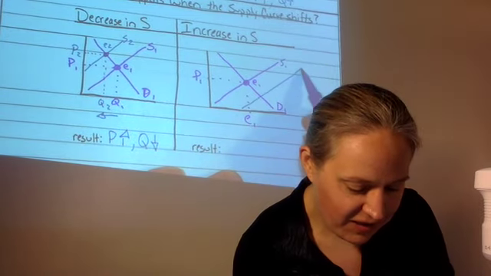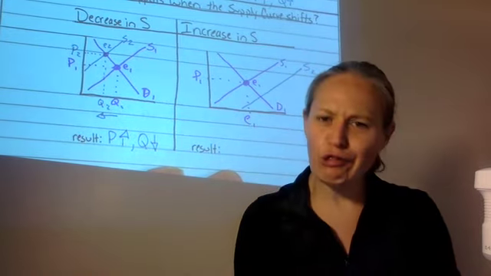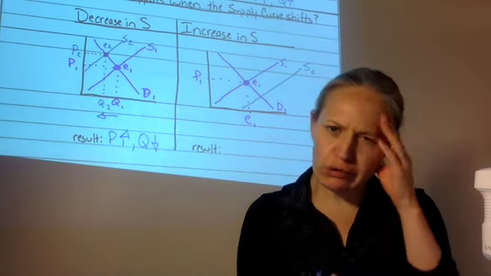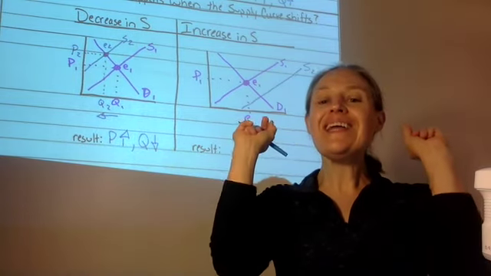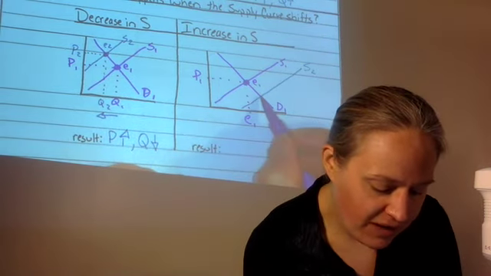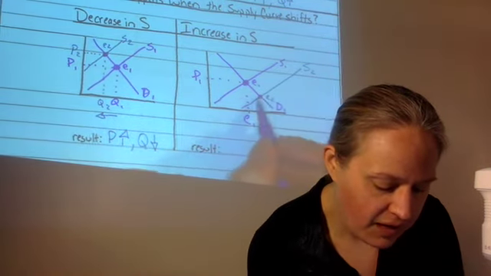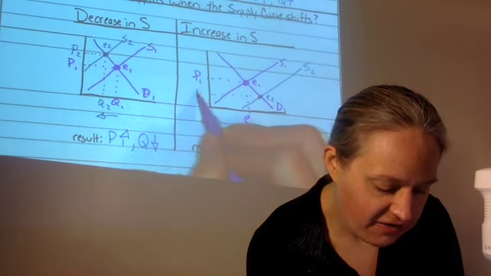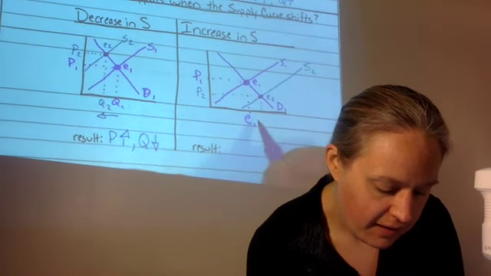Okay, over here, increase in supply, increases to the right. Some people get really confused by that because they're like, that looks like it's below it. Wouldn't that be a decrease? Remember, think left and right. Left and right.